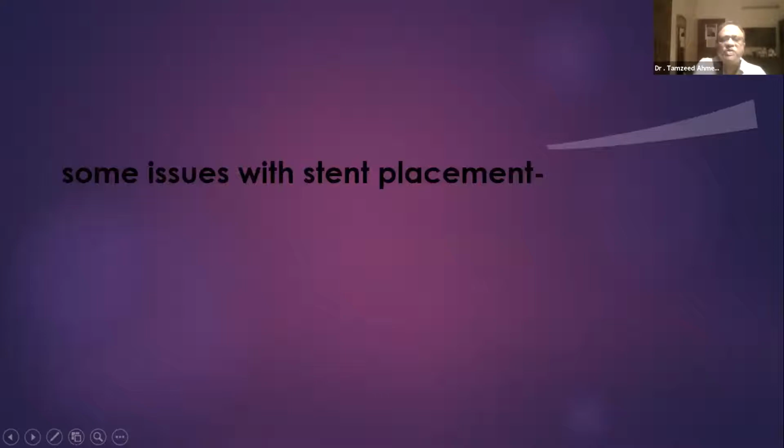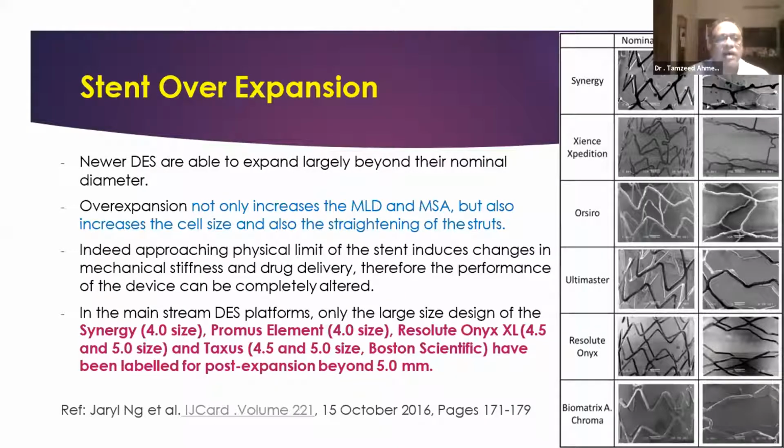Now some issues with stent placement, particularly for the fellows, we need to know the stents, some pros and cons of the stents. Newer stents are able to expand largely beyond the nominal diameter. Overexpansion not only increases the MLD and MSA, but also increases the cell size and also the straightening of the strut. Indeed, approaching the physical limit of the stent induces change in mechanical stiffness and drug delivery. Therefore, the performance of the device can be completely altered.